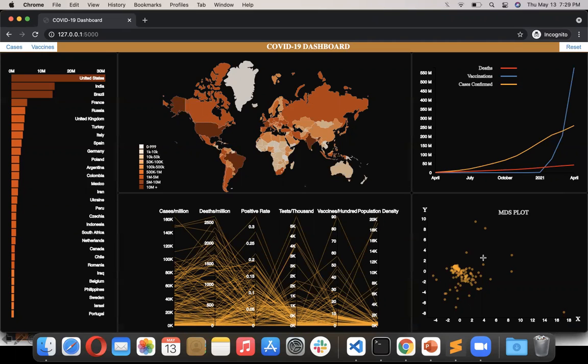And in the MDS plot, each data point is a country, and from this MDS plot, we are trying to observe some phenomena using brushing and linking. And the next scenario will be explained by my partner.